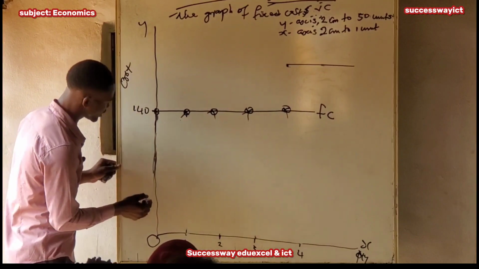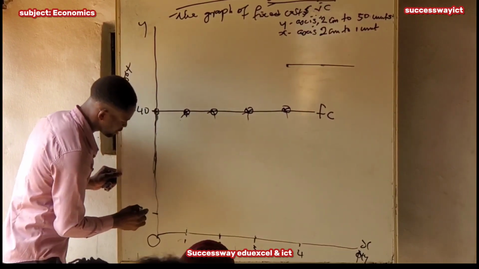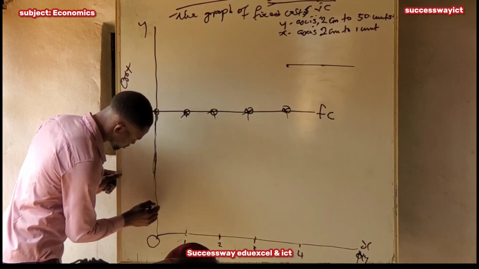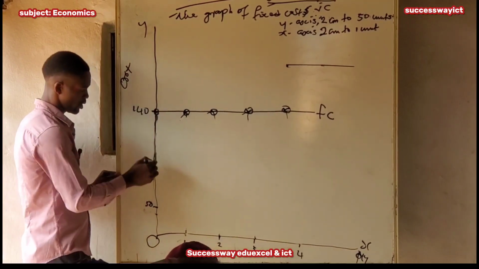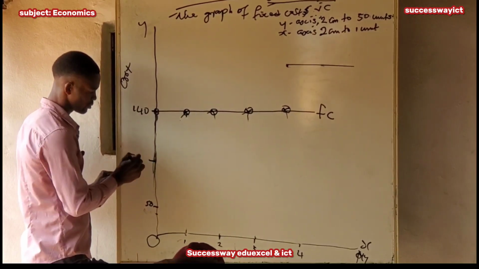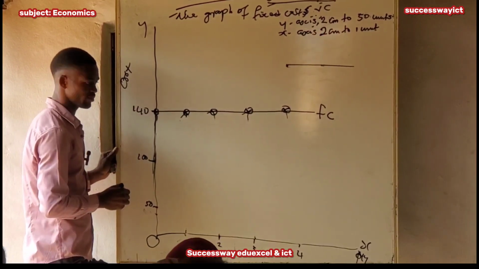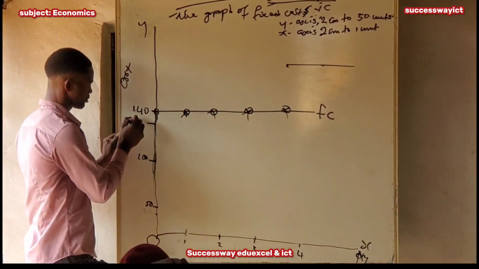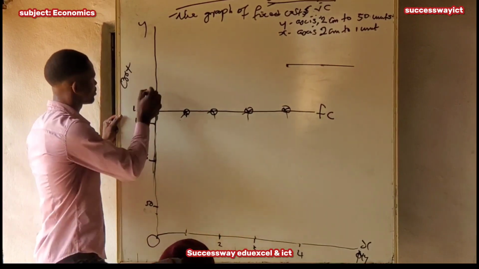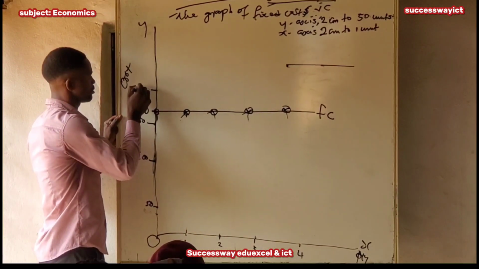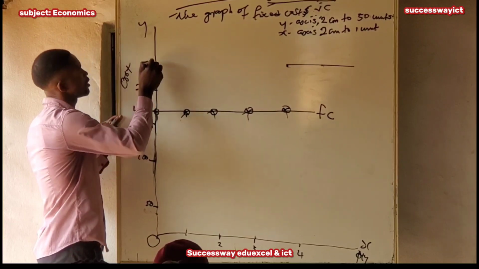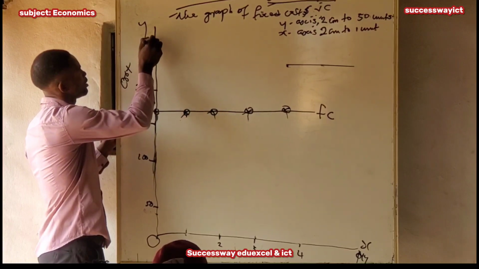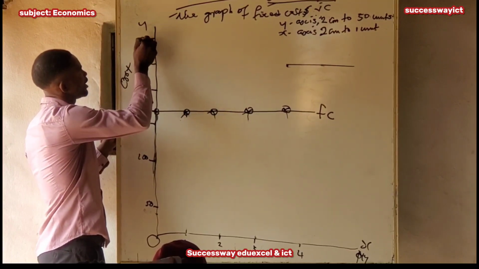So if I measure 2 centimeters here, it will give me 50. Another 2 centimeters will give me what? 100. Another 2 centimeters will give me what? 150. Another 2 centimeters. 200. Another one. 250. Another one. 300. Do we have 300 there?